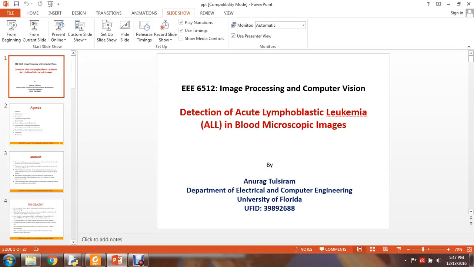I am a grad student in the Electrical and Computer Engineering department at the University of Florida. I am going to give a presentation about my project, Detection of Acute Lymphoblastic Leukemia (ALL) in Blood Microscopic Images. This project was submitted in partial fulfillment of requirements for the course EEE 6512 Image Processing and Computer Vision, and was implemented under the guidance of Professor Dapeng Wu.